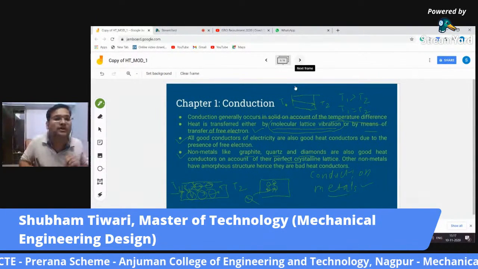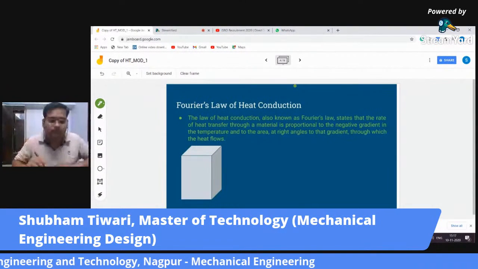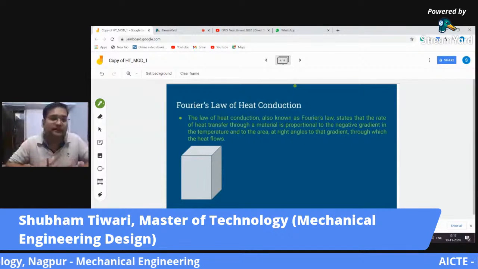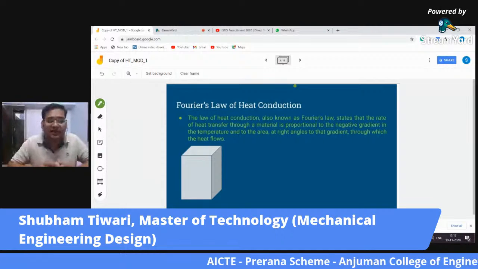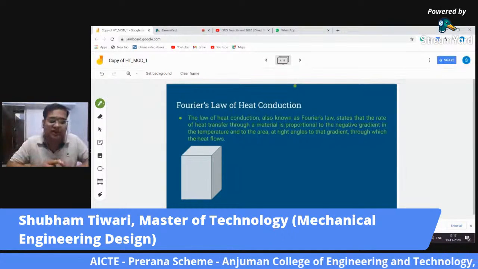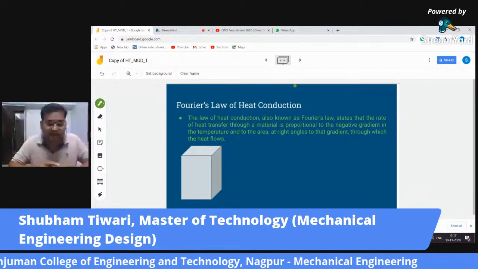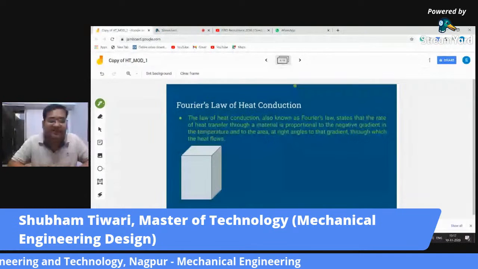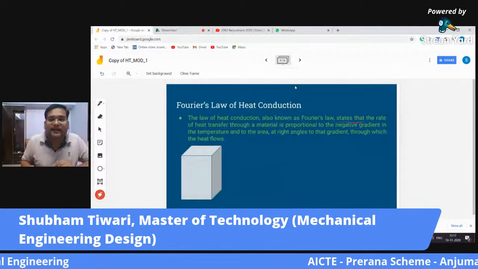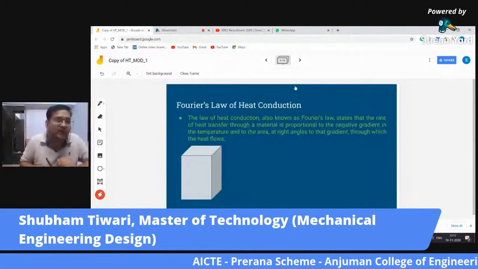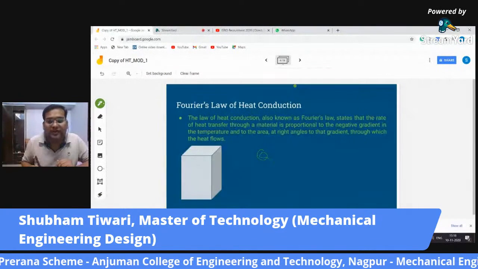So let us move further with our chapter. We know that every mode of heat conduction is governed by a separate law of its own. So conduction has its own law, known as the law of heat conduction or Fourier's law of heat conduction. Now what does this state? Let me just read out this statement for you. This states that the rate of heat transfer, let's say Q is the rate of heat transfer through a material.